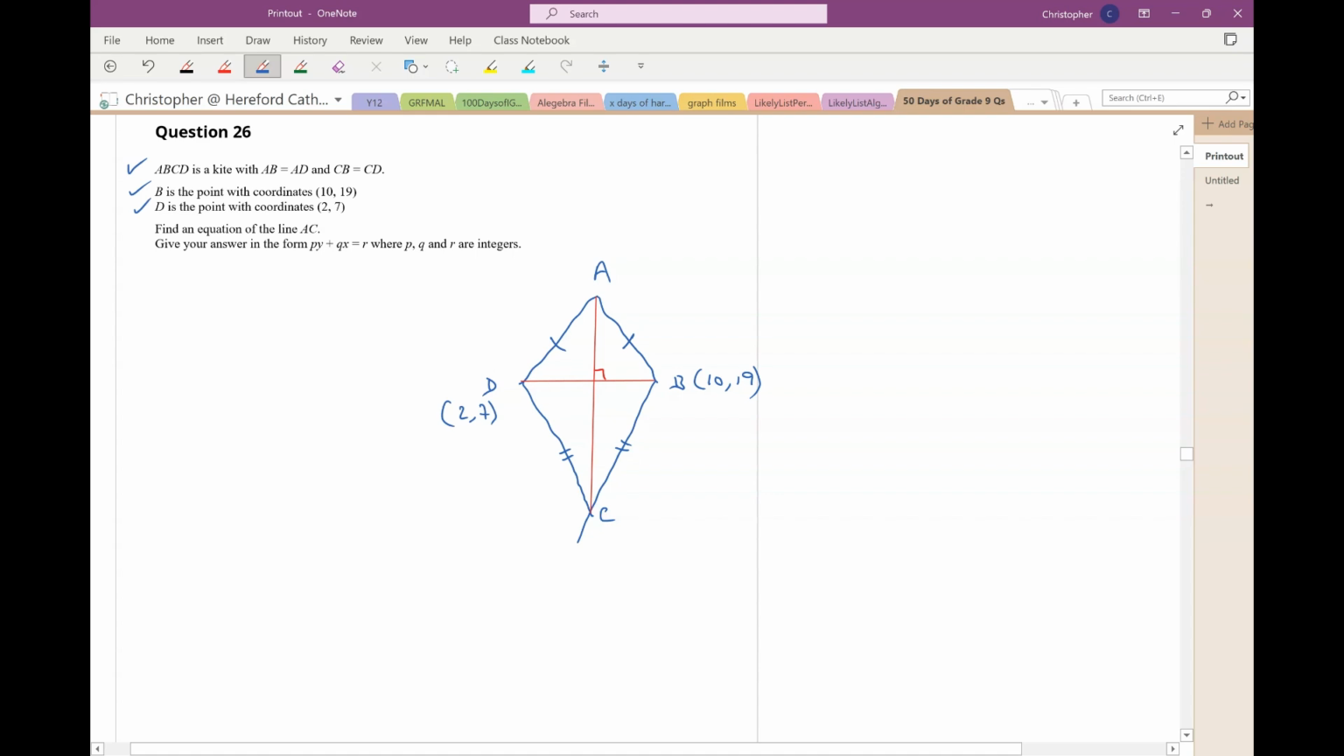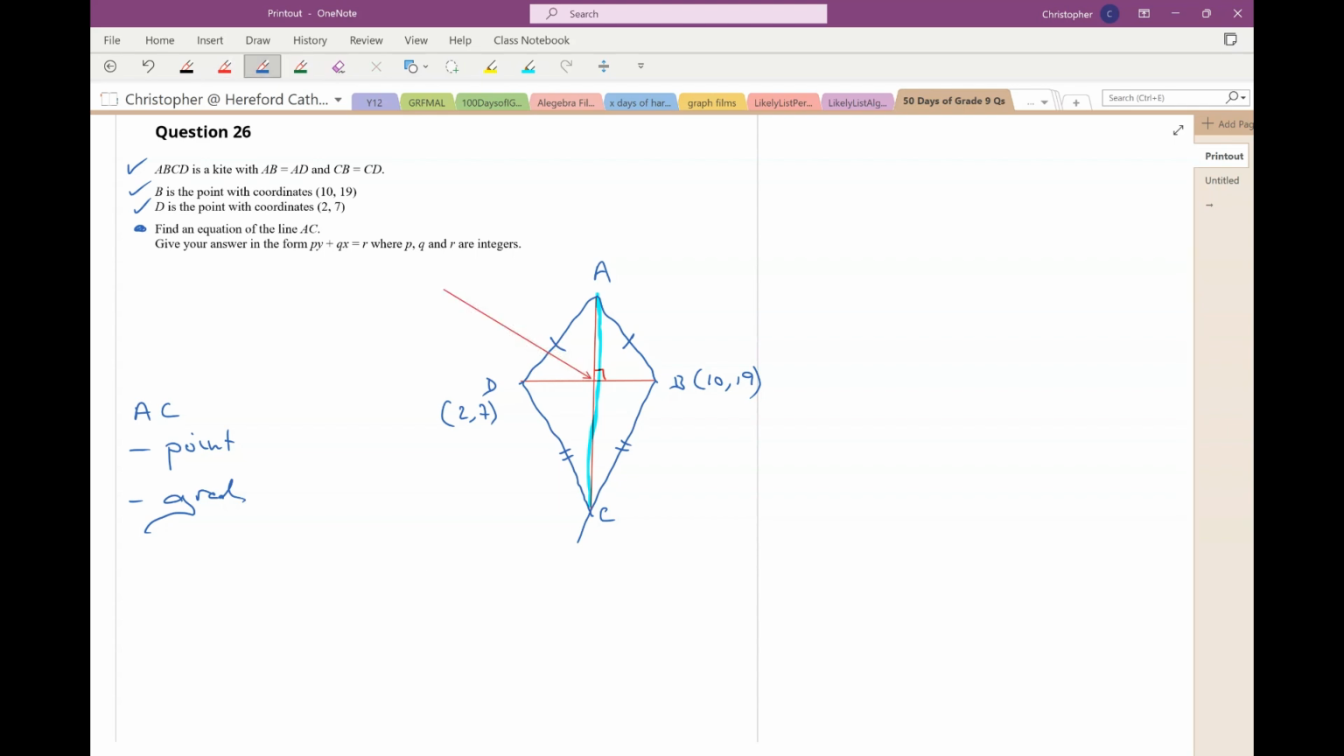Find the equation of the line AC. How are we going to do that? Well, to find the equation of a line, we need to know two things: a point on the line, and the line's gradient. So that's what we've got to find. Now I can already see a point on the line AC, because it goes through the midpoint of DB. Goes through the midpoint there, doesn't it?